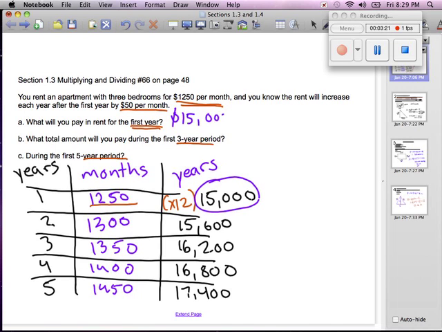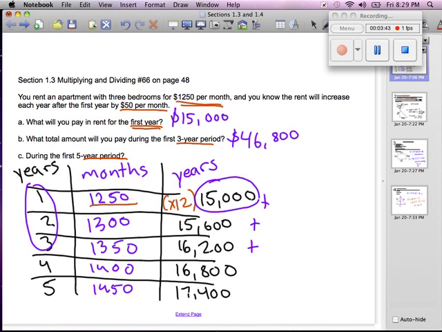What about B? What total amount will you pay during the first 3-year period? Well, we have all of our years here, so we just have to get the first 3. We're going to add this, and this, and this. We add those together, and we get $46,800.